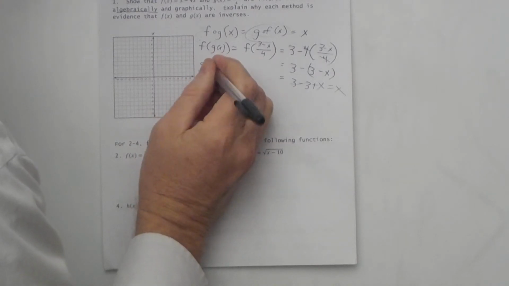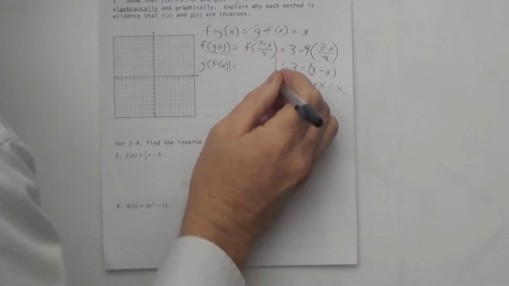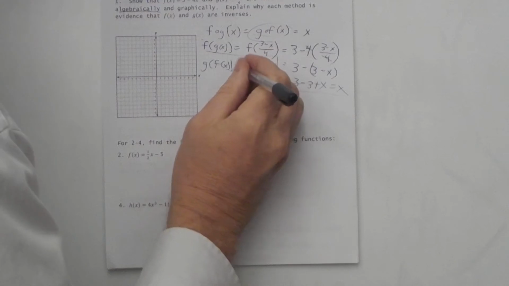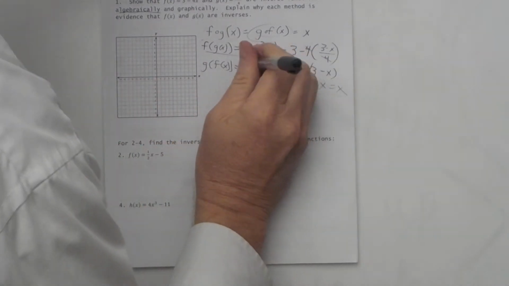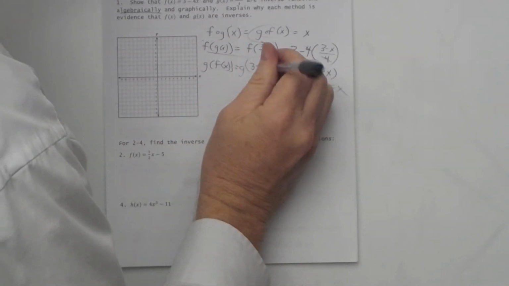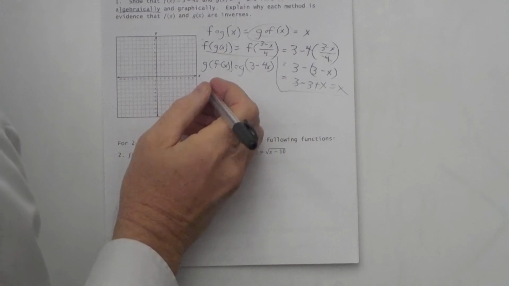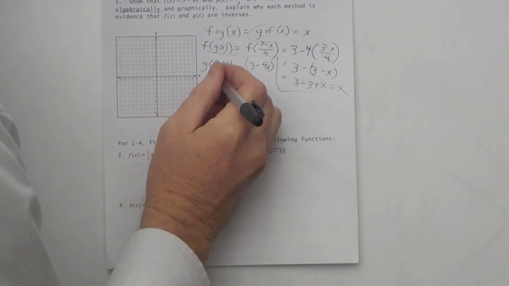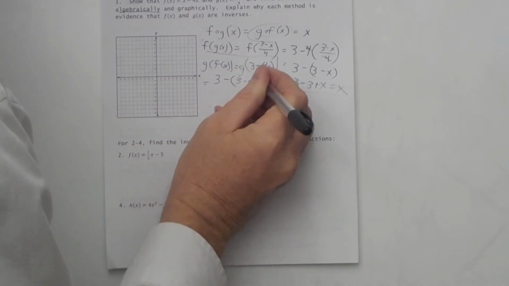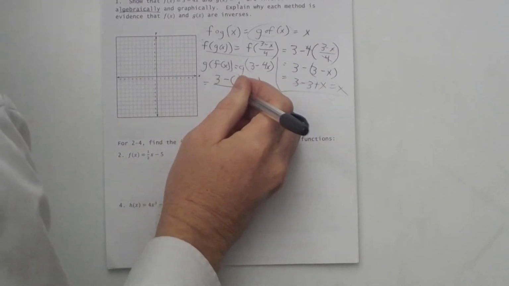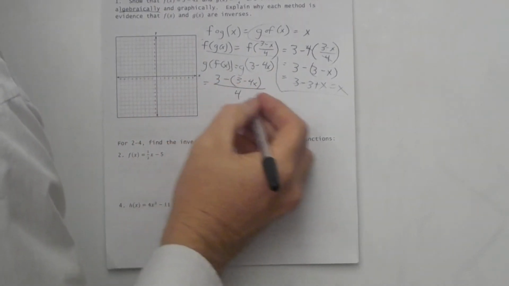And that is, let me kind of section this off here a little bit. G of 3 minus 4x. And then when I put 3 minus 4x in place of x up here, that is equaling 3 minus 4x over 4. And get rid of the parentheses there.